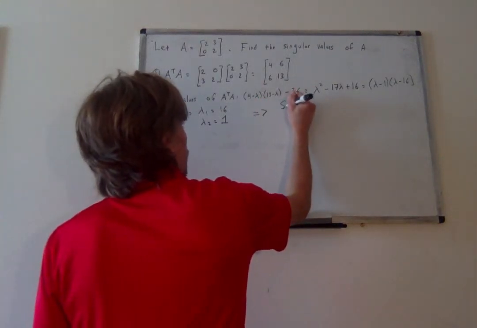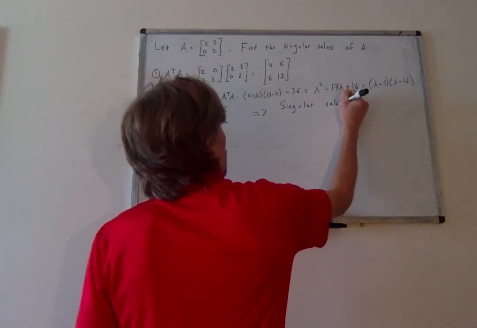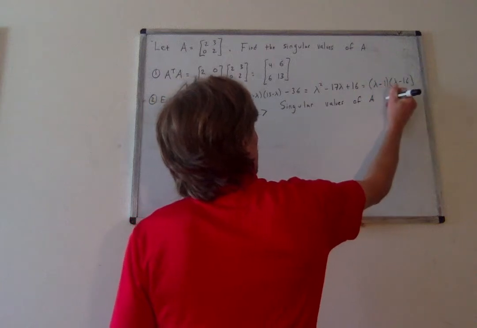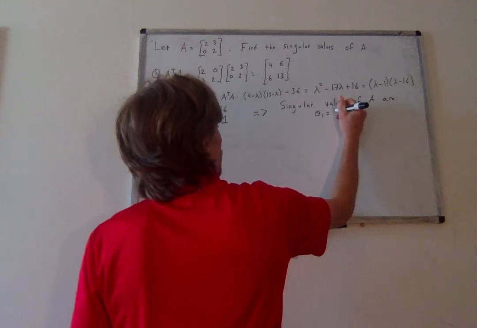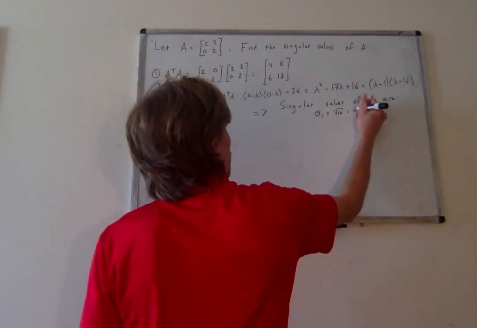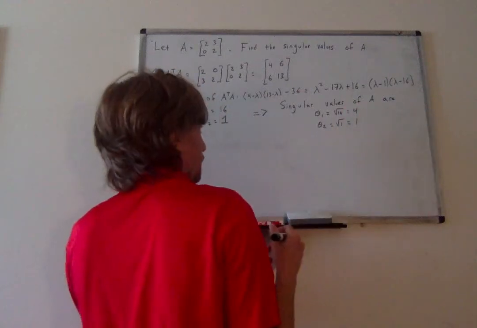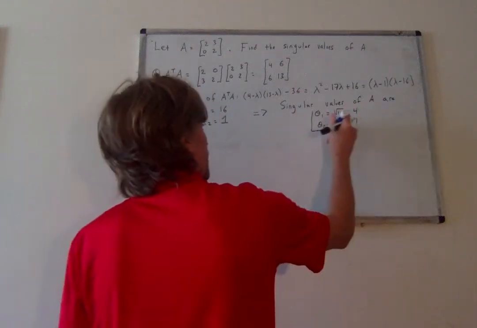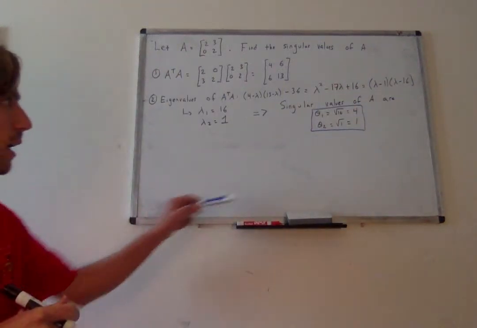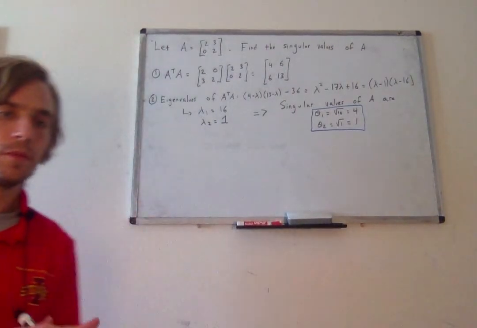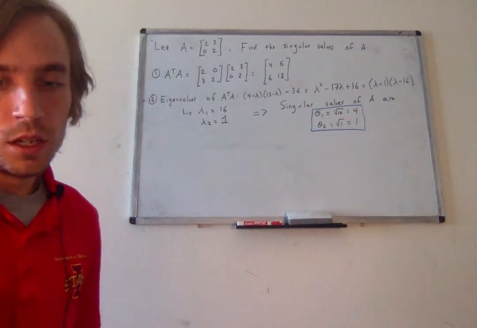And this means the singular values of A are sigma 1 equals the square root of 16 equals 4, and sigma 2 equals the square root of 1, which is 1. So finding these singular values of a matrix, really, as a standalone problem, isn't horrible. As we'll see, the singular value decomposition tends to be a little more involved.